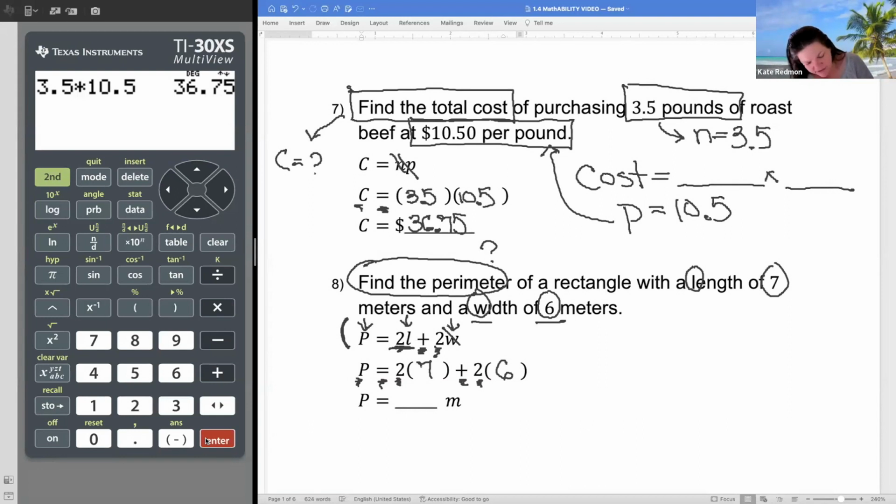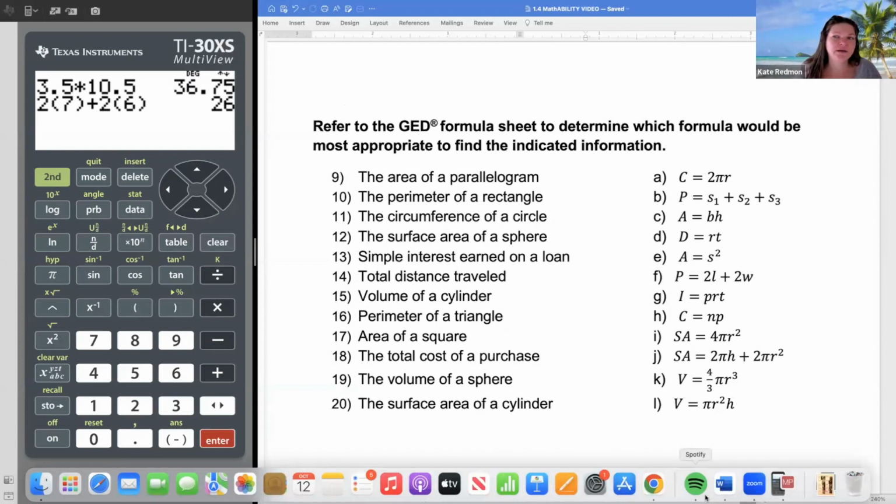Now, this might look gross to you, but it's all numbers your calculator can handle. So 2 times 7 plus 2 times 6 gives us 26. So what's the perimeter of our rectangle? 26 meters. Okay, we practiced the substituting and the simplifying in formulas, the last 2 steps, but let's back up now and practice finding the right formula on the formula sheet.